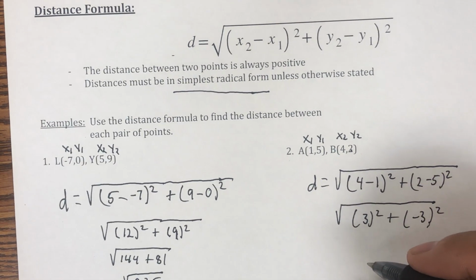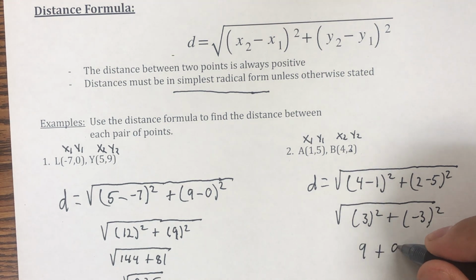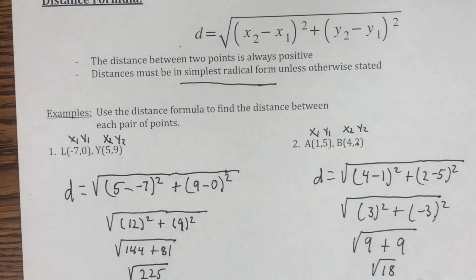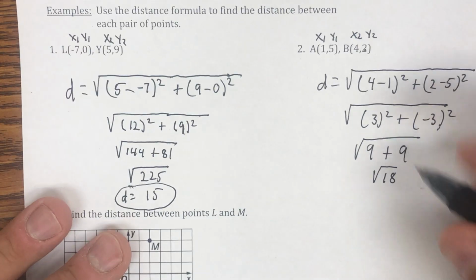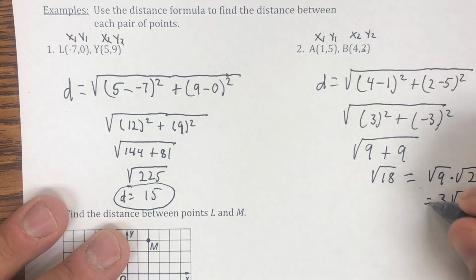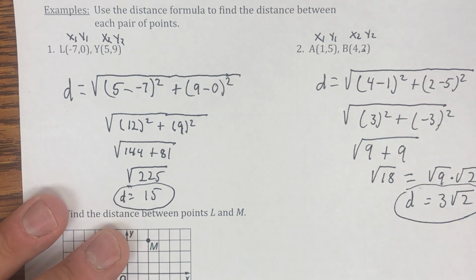All right, finishing up the process. 3 squared is 9 plus negative 3 squared is also 9. So we have the square root of 18. Now we need to simplify the radical. The perfect square factor that goes into 18 is 9. Square root of 9 times square root of 2. Square root of 9 is 3, times the square root of 2. We have simplified the radical to 3 times the square root of 2.